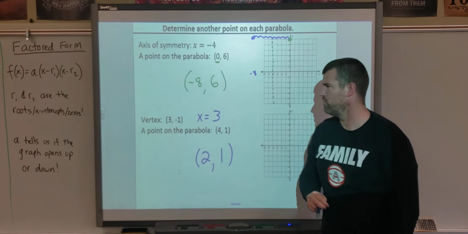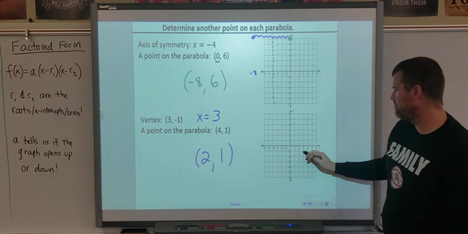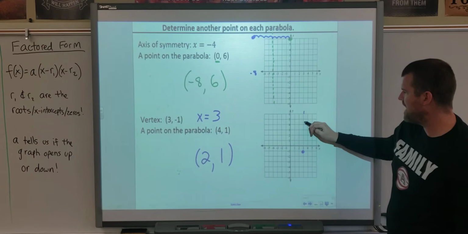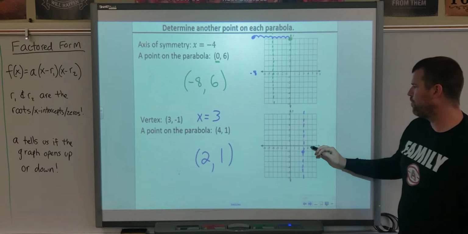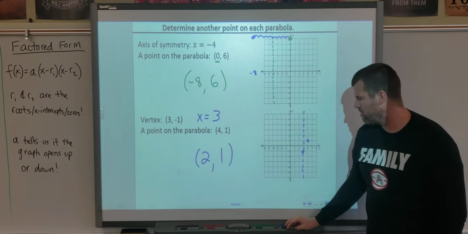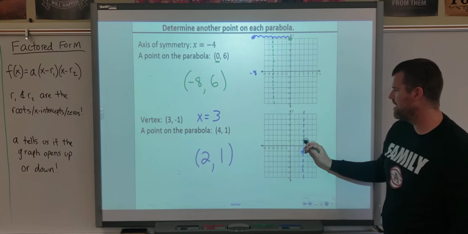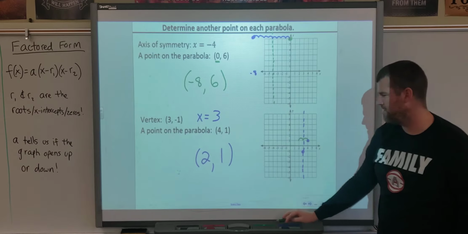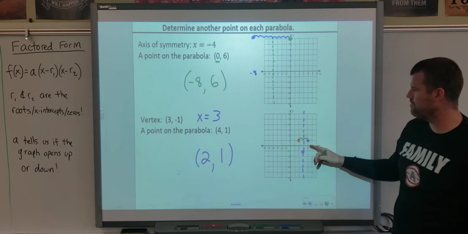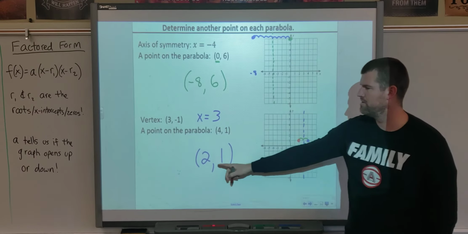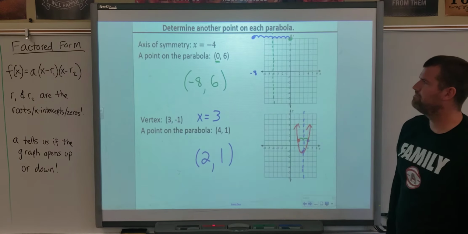So (2, 1). Again, just to prove this, if our vertex is at (3, -1), and then we draw the axis of symmetry that goes straight through that, and then I put the point I was given of (4, 1), I know that to be symmetric, since this is only 1 spot away from the axis of symmetry, I have to have a point on the other side that is also 1 away. So that would go right there, which is the ordered pair (2, 1). Right? And then my parabola is going to look something like that.